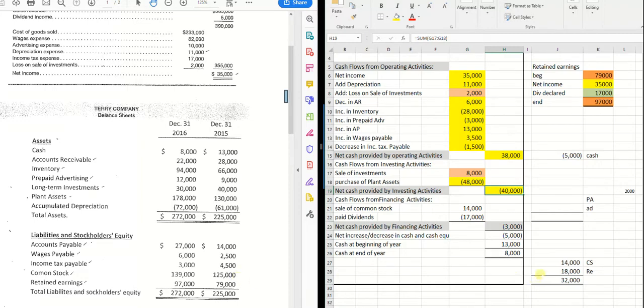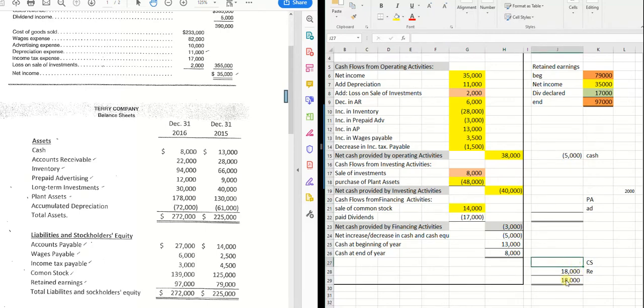My common stock changed by $14,000 and went from 125 to 139, so I must have sold common stock by that $14,000. Again, liabilities and owner's equity go the same way, but I don't really pay attention to that. I just see, okay, well, common stock increased, so I must have sold it and got cash. So cash came in the door for 14, and I've accounted for that change.